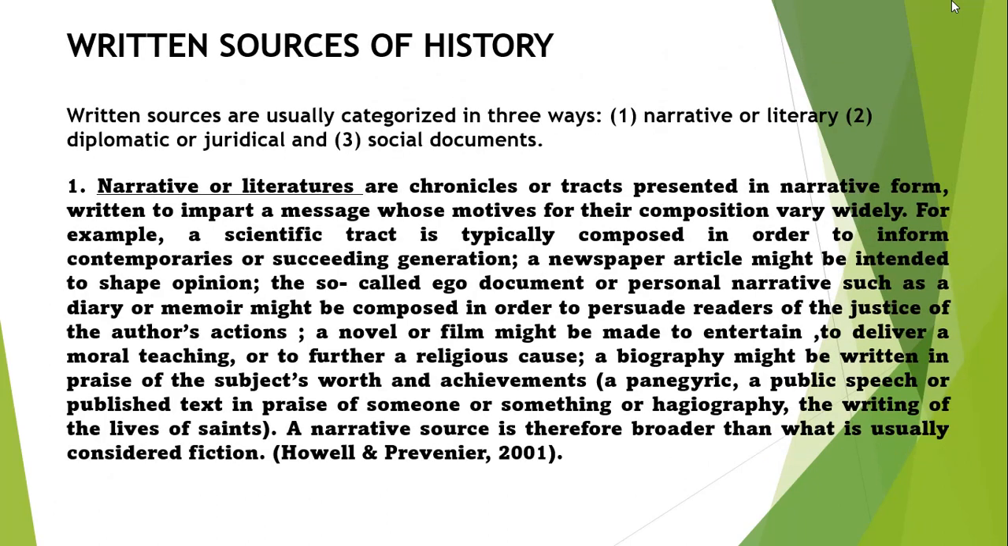Okay? So, we have written sources of history. Written sources are usually categorized in three ways. Number one, narrative or literary. Number two, diplomatic or juridical. And number three, social documents. So, let us discuss one by one these three ways of categorizing sources of history, specifically narrative history.